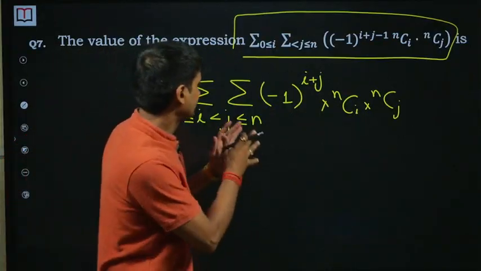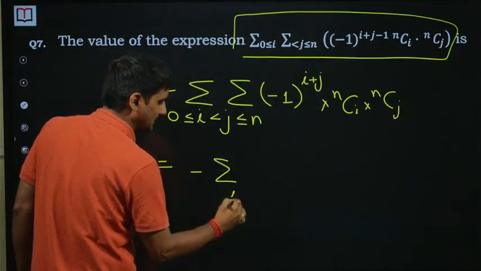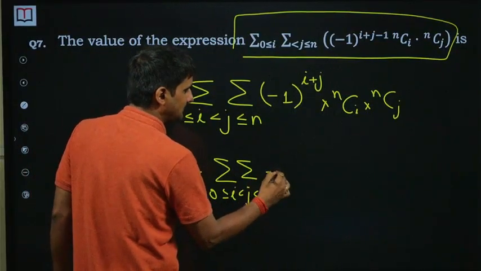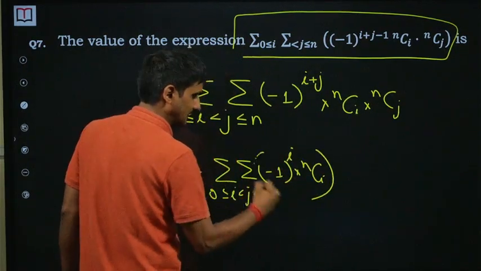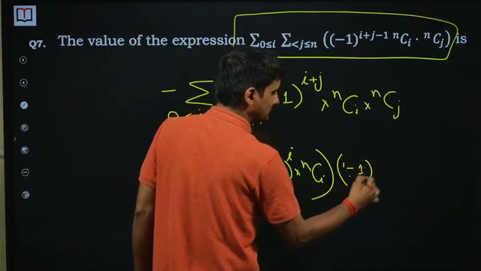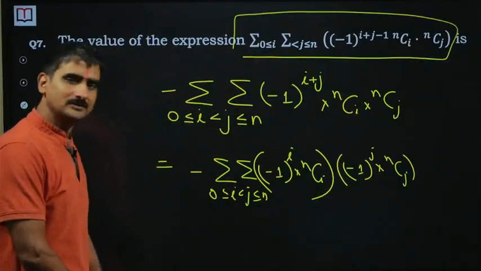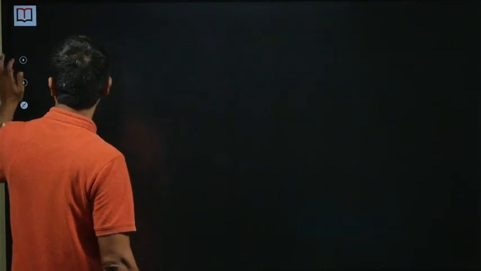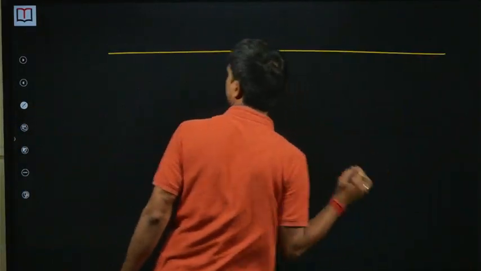So now see, if I write it, I will be writing it as minus times the sum over i from 0 to less than j less than or equal to n, and then minus 1 raised to the power i into nCi into minus 1 raised to the power j nCj. I don't think anyone will mind me writing this thing, isn't that so? Now for this one I will prefer to use the matrix method. So I will try to form a matrix here.